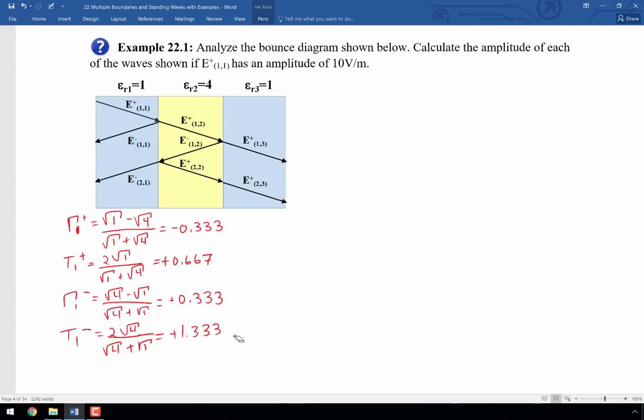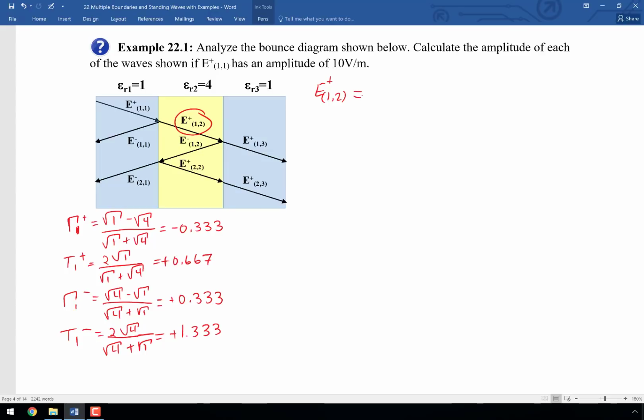Let's take these one at a time. I'm going to go ahead and do the middle region first because I think that forms the backbone for the rest of the calculations. So I'm going to do E sub 1 comma 2 in the plus direction. So I'm doing this wave right here.